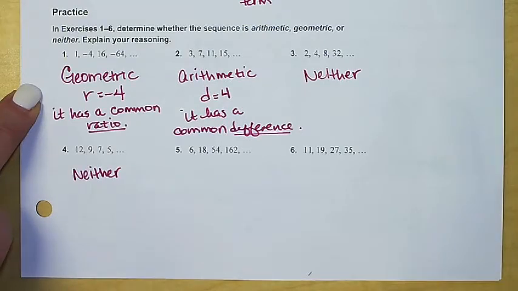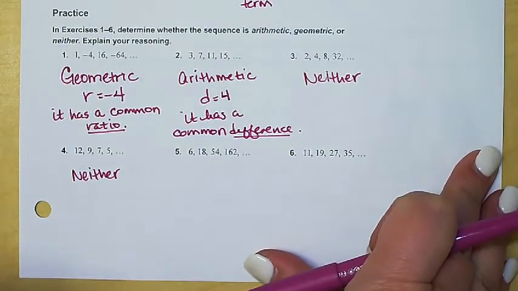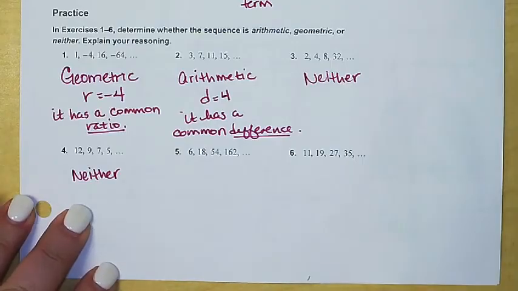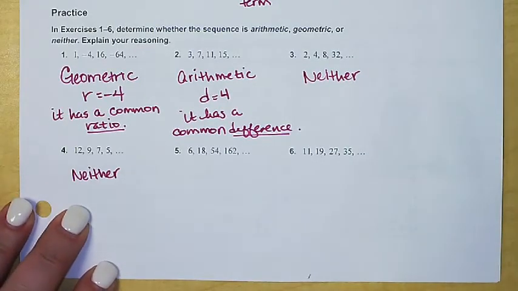Okay, so hopefully this is enough practice and you know how to determine if it's geometric, arithmetic, or neither one. We're going to finish out with number 5. Try number 5. Let's see how that goes, and then we'll move on.